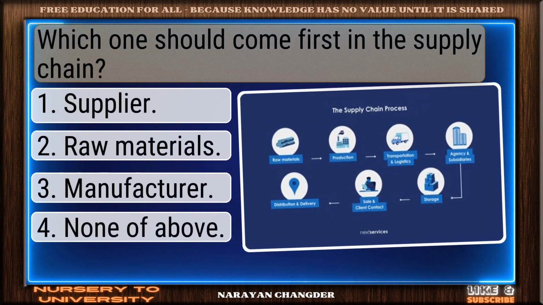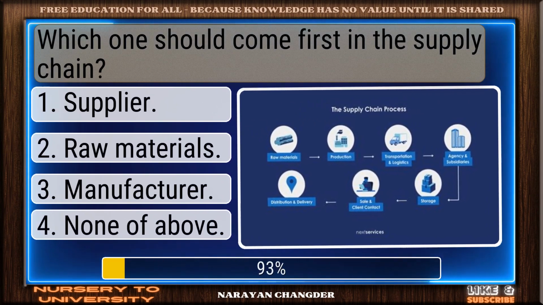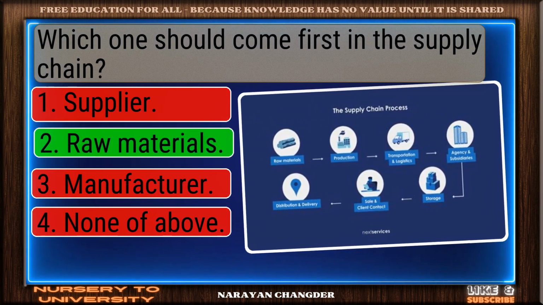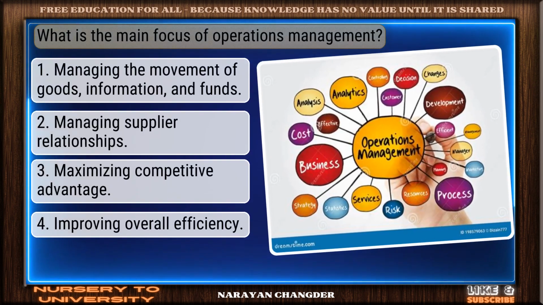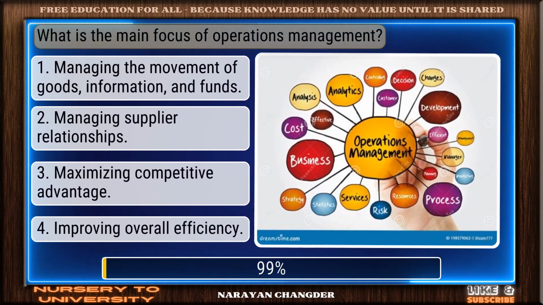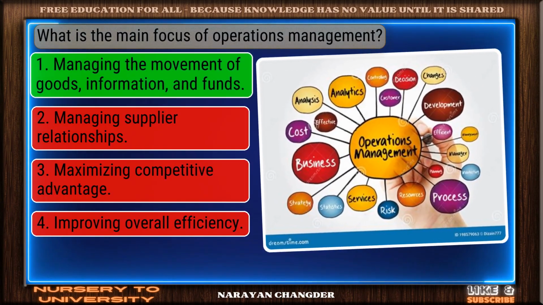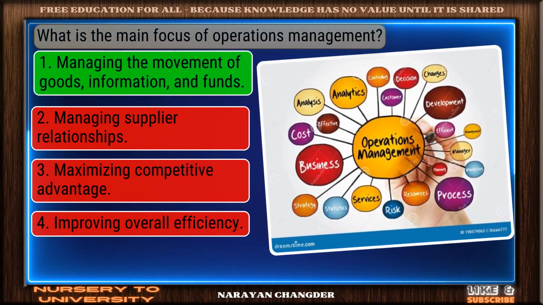Which one should come first in the supply chain? Nice work. You chose raw materials, and it is correct. What is the main focus of operations management? Solid response. Managing the movement of goods, information, and funds is a valid choice.